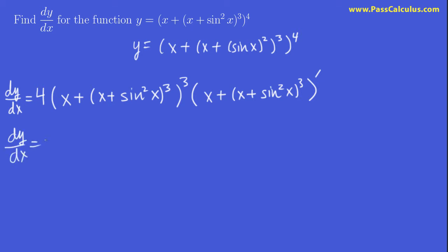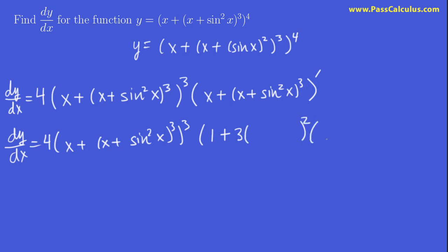So what do we have? I'll just recopy this stuff. Got to make sure not to make a mistake in the recopying step. Now the derivative of this is a sum, this plus this. So the derivative of this is simple, it's 1. Now we have to tackle the derivative of this. So this 3 is going to come out front. Power of 2 times the derivative of that stuff, right? What is that stuff? X plus sine squared x.